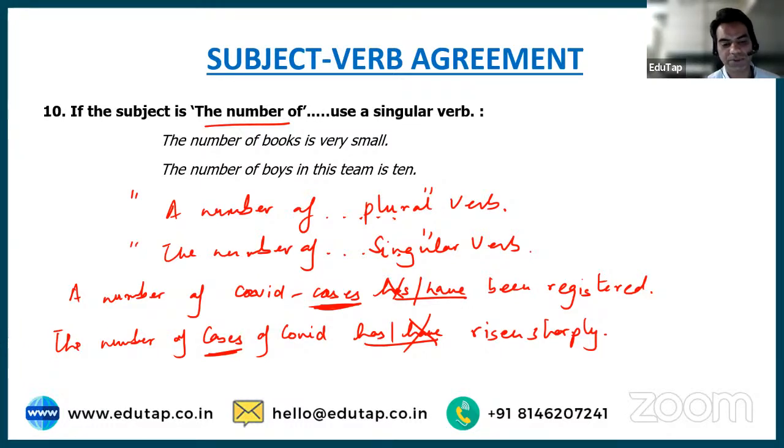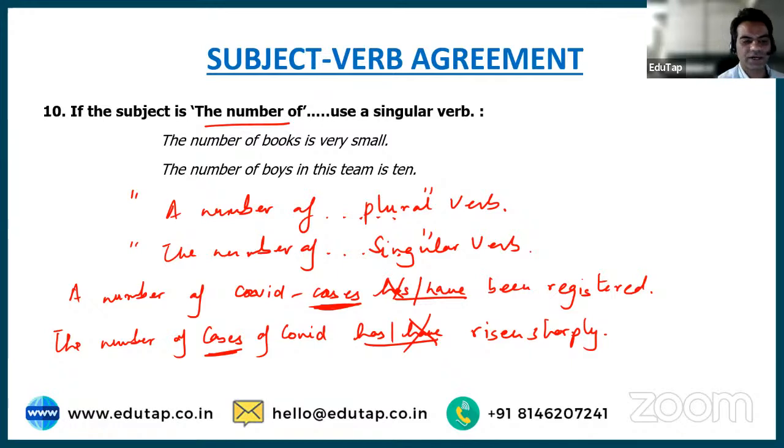So, the number of cases of COVID. Now we are talking about a specific number. The number, वो संख्या के कोविड के केसेस की संख्या बढ़ गए हैं या बढ़ गई है. A number का मतलब होता है बहुत सारे. तो बहुत सारे कोविड केसेस आ गए हैं. लेकिन कोविड के केसेस की संख्या बढ़ गए हैं या बढ़ गई है. अब हिंदी में भी समझ आएगा आपको ये चीज. The number of cases of COVID has risen sharply. Got it? So that is the correct answer here.